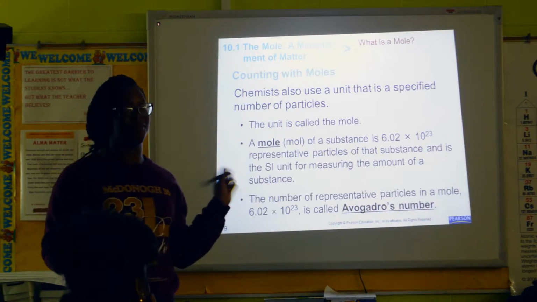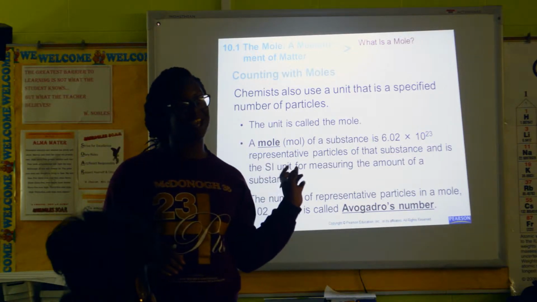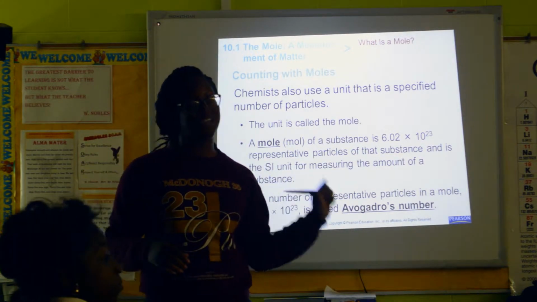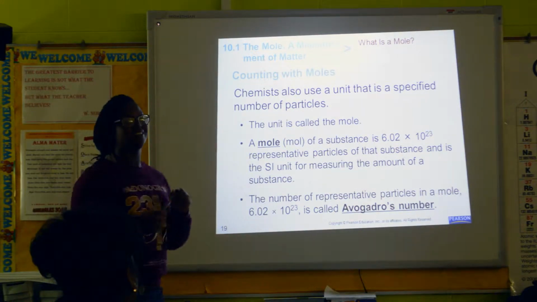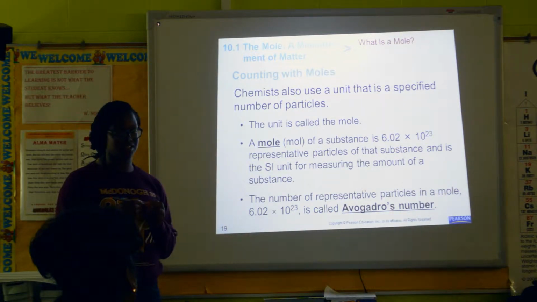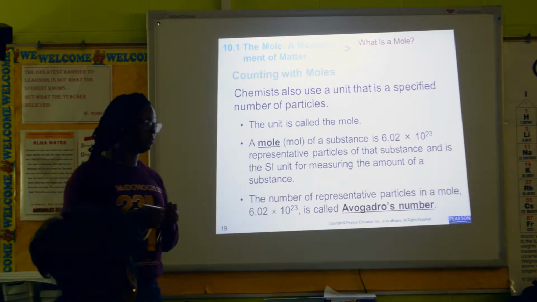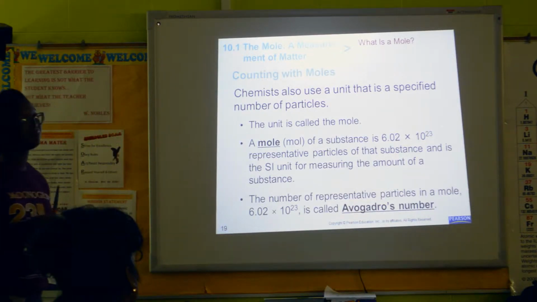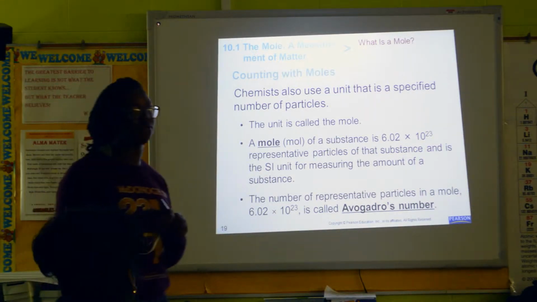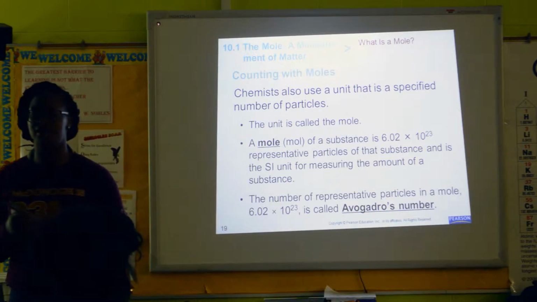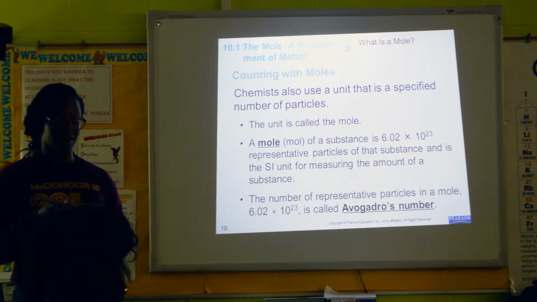A mole is not a mole on your face, and it's not an animal either. The mole is a unit. That makes sense? The mole is a unit. What is the mole equal to? 6.02 times 10 to the 23rd. Is anybody ever going to tell me that a mole is equal to 6.02? No. Why? Because that's not the right number.